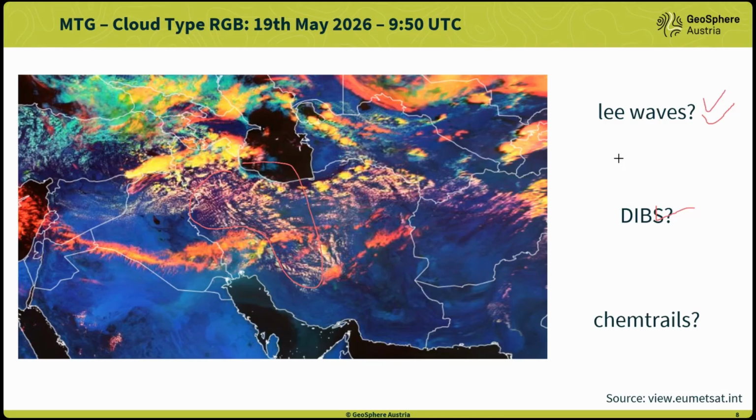Okay, I will give you another few seconds before we stop this quiz, because I see most of you have chosen the right answer. I mean, I was just kidding, you know, there is no such thing as chemtrails. And the correct answer is Lee waves.